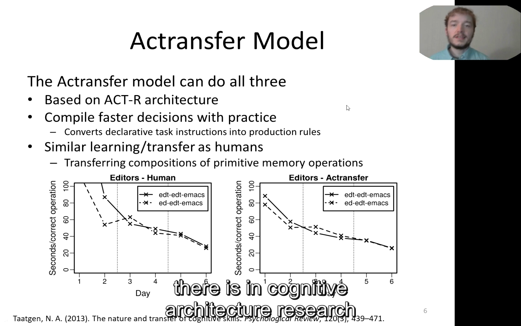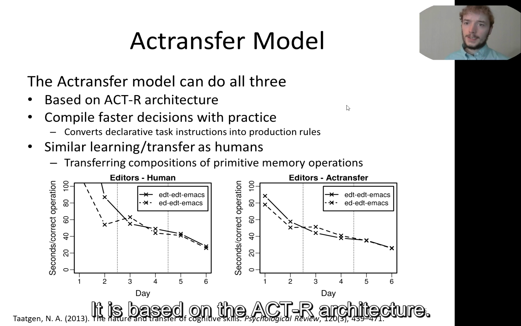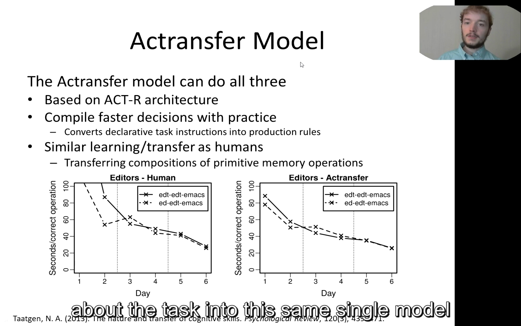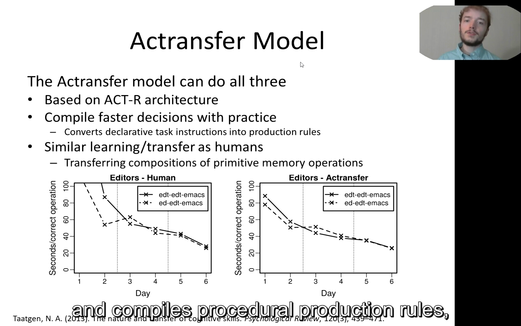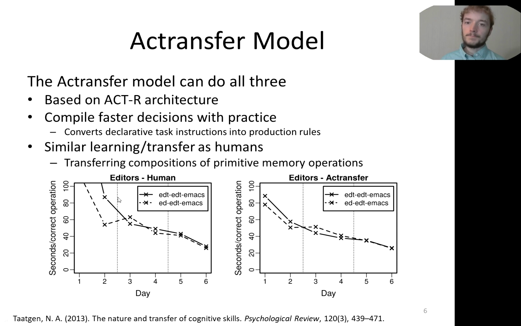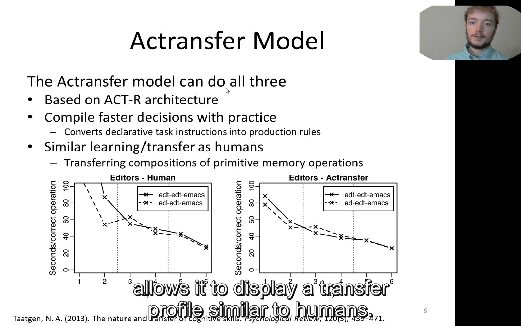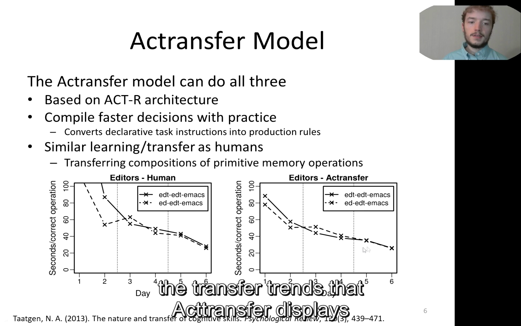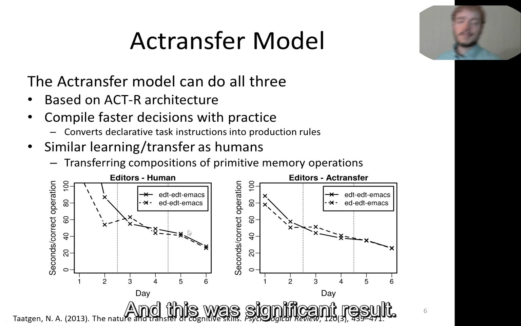Now, as it turns out, there is in cognitive architecture research a model that already exists that can do all three of these tasks. It is called ACT-Transfer. It is based on the ACT-R architecture. The way it works is it takes declarative instructions about the task into this same single model, and then it follows those instructions, practices them over and over again, and compiles procedural production rules which allow it to get faster and faster. And the way it compiles those production rules with practice allows it to display a transfer profile similar to humans. So you can see here for the editor's task, the transfer trends that ACT-Transfer displays are the same as shown by humans, and this was a significant result.